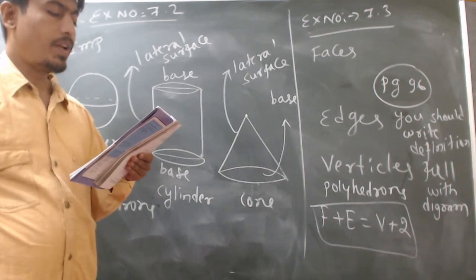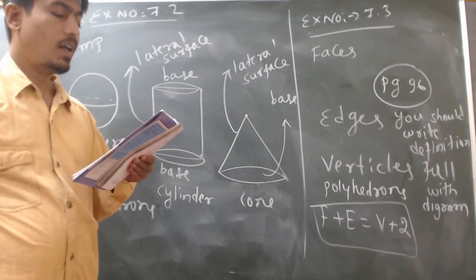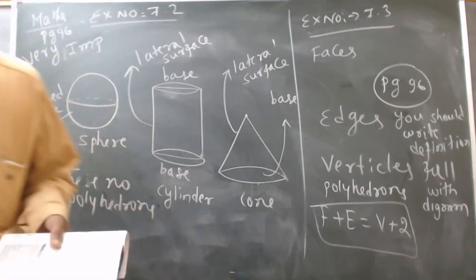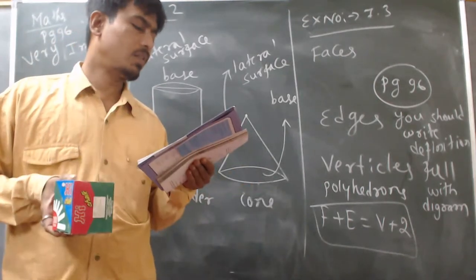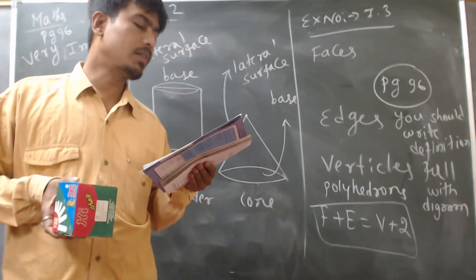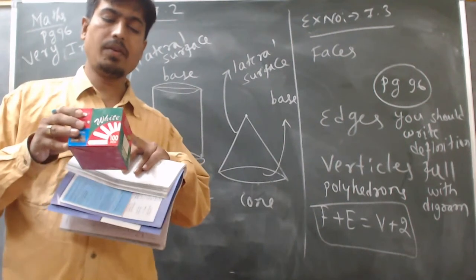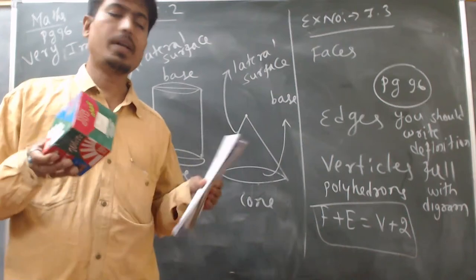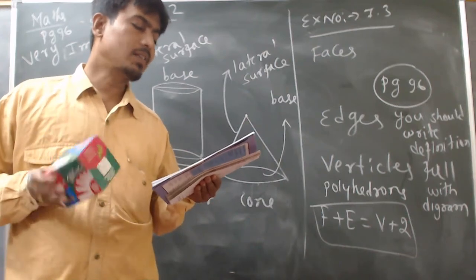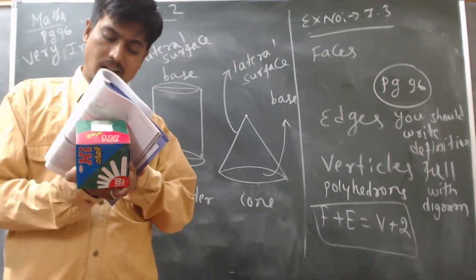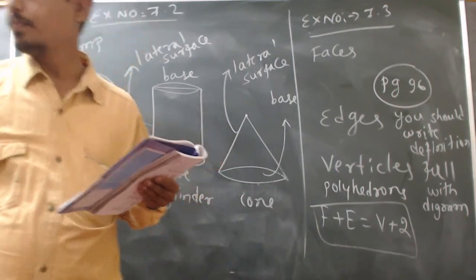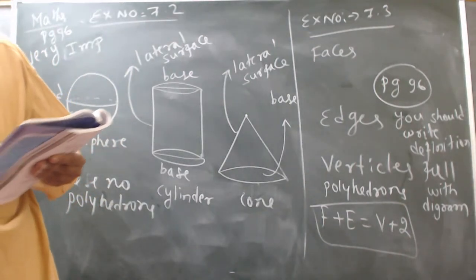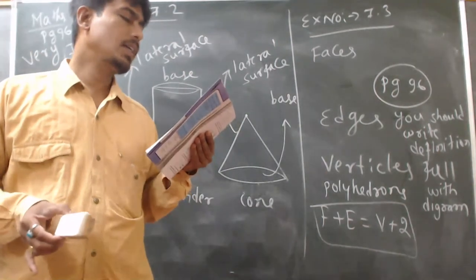And second, this polyhedron is regular because faces are congruent. Now I'll show you. Now the faces look the same. Vertices are formed by the same number of faces, where the faces meet. These are called regular polyhedrons.